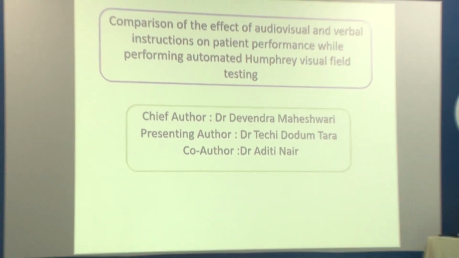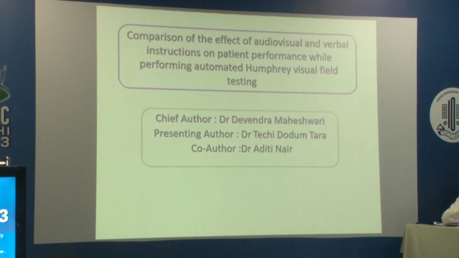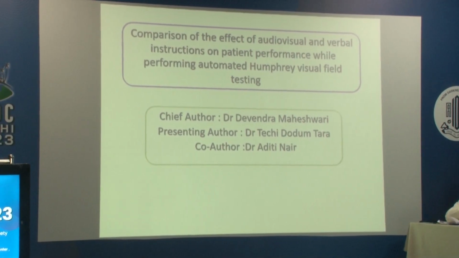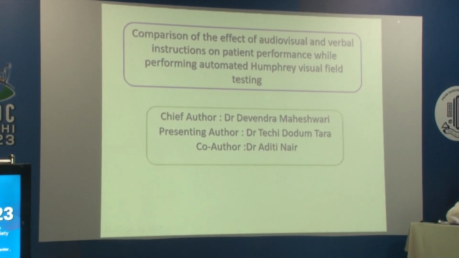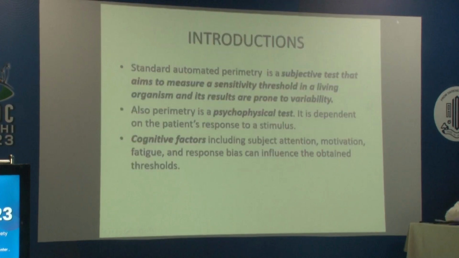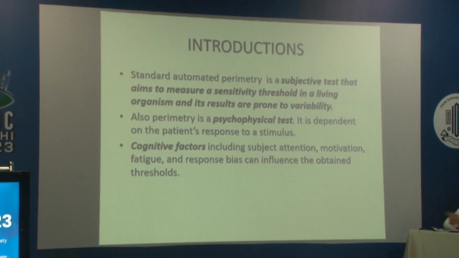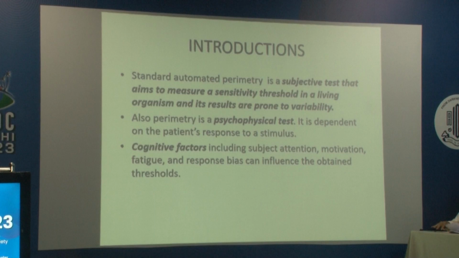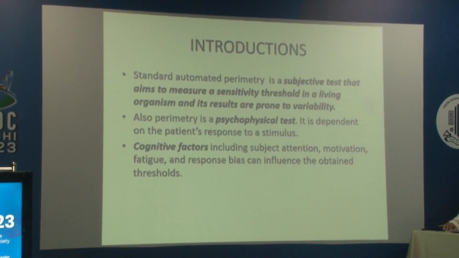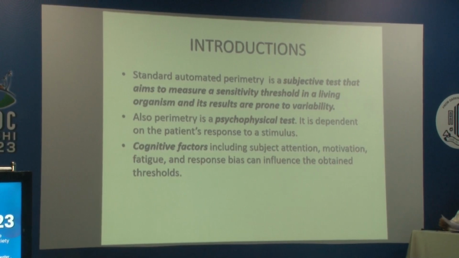Good morning, everyone. I have no financial disclosure, and I just want to declare that this paper got published in IJO in February edition 2023. Our study is on comparison of effect of audiovisual and verbal instruction on patient performance while performing automated Humphrey visual field testing. Standard automated perimetry is a subjective test that aims to measure a sensitivity threshold in a living organism, and its results are prone to variability.